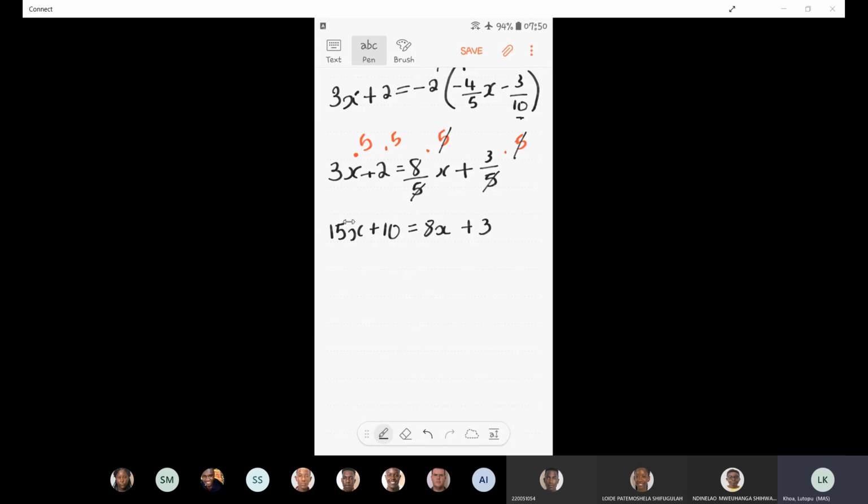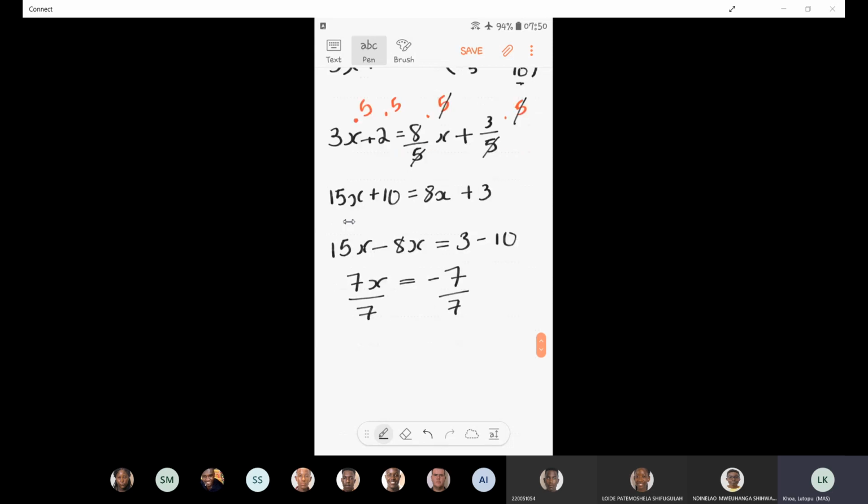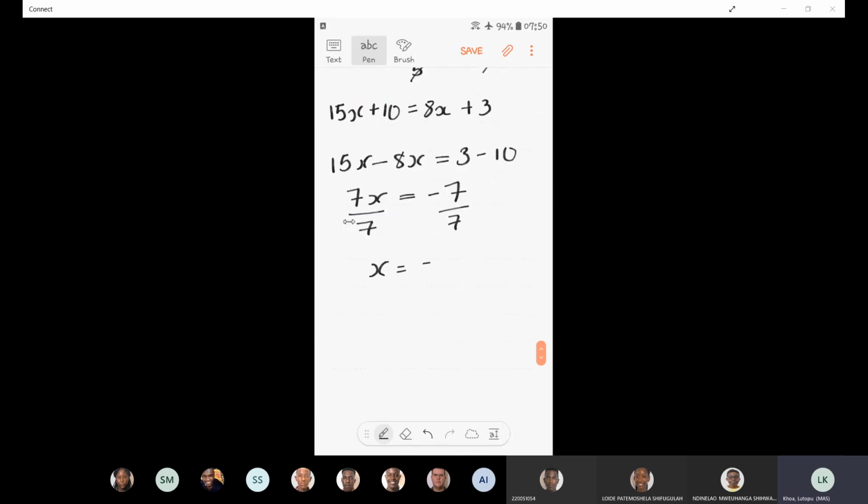Then again, everything with x on one side, everything without x on the other side. So on the left hand side, I'll subtract 8x, so I have 15x minus 8x. And then on the right hand side, I will subtract 10, so this is 3 minus 10. Now 15x minus 8x is 7x, and 3 minus 10 is negative 7. And then I will divide by 7 on both sides. This means that x is equal to negative 1. That is my first solution.